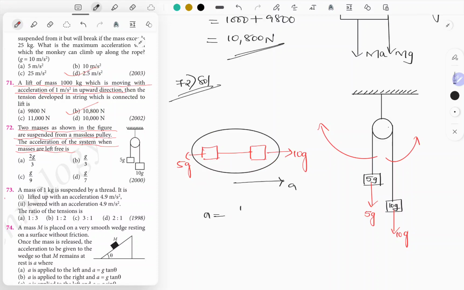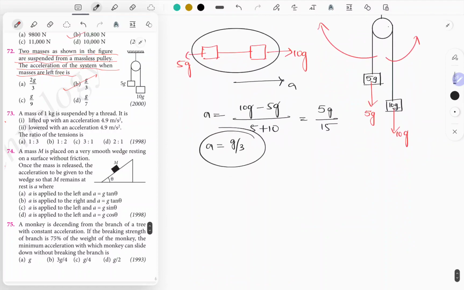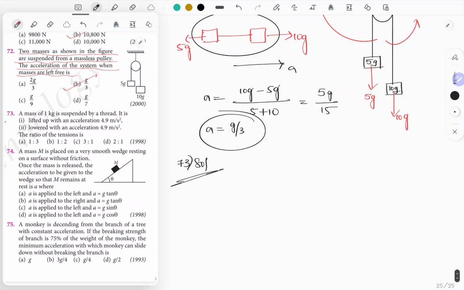Then a is equal to 10g minus 5g divided by the total mass of the system. The total mass of the system is 5 plus 10. So 5g divided by 15, and a is equal to g by 3 is the answer. You just use this trick here. I've already given the trick, right? Just use it and we are going to get the answer very easily. Okay, next question number 73. Let us try. You just try by pausing the video, then you'll get the concept also.